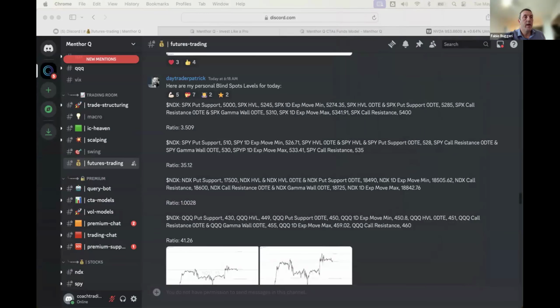Yeah, so there's a lot of talk about Vanna and Charm and all of those Greeks, and we are working on models. We are working on building Vanna and Charm models. Right now, we don't really have a Vanna model per se, but we are looking into building one. Right now we are looking mostly at Gamma and Delta, and Theta, of course, but we are working on a Vanna model as well.